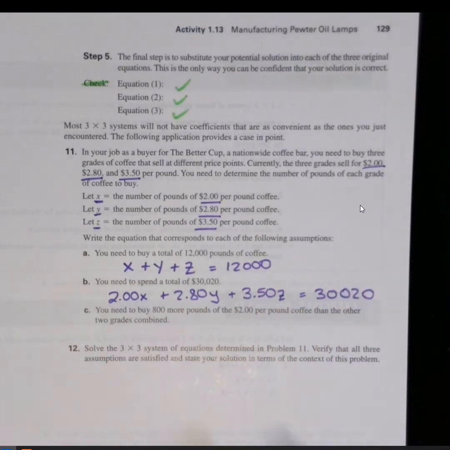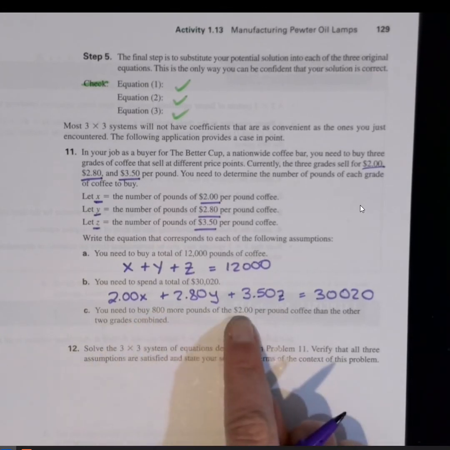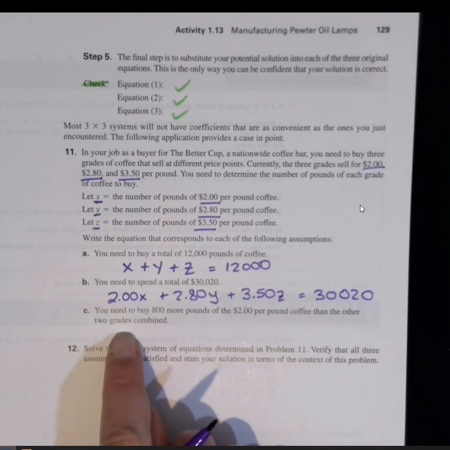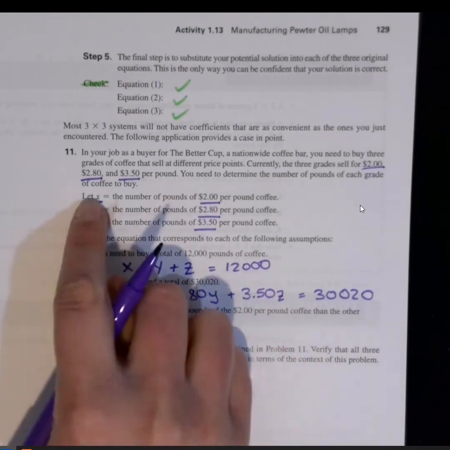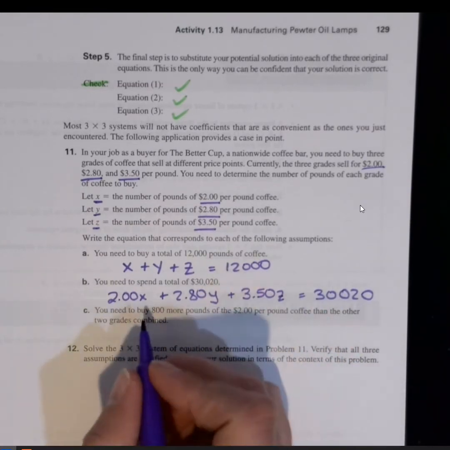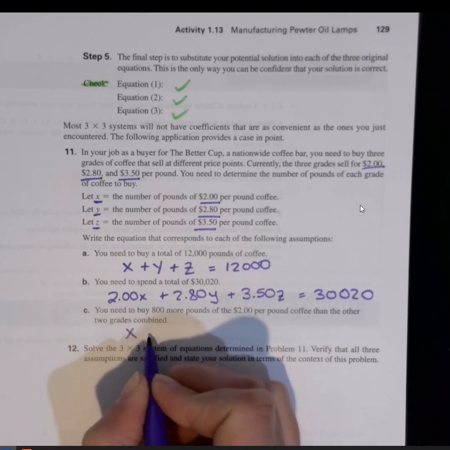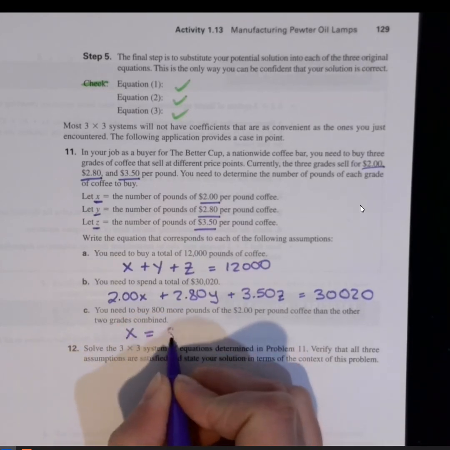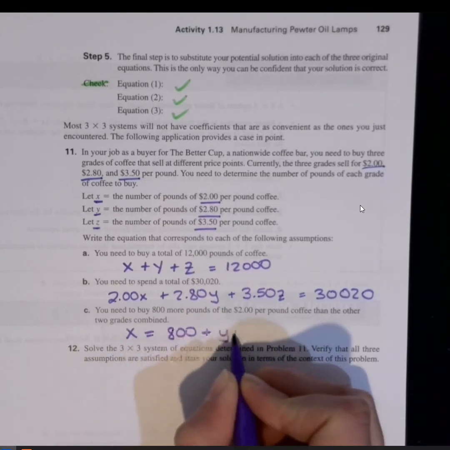I need to buy 800 more pounds of the $2 coffee than the other 2 combined. Okay, so if I take the other 2 combined, first of all, $2 coffee is X. I need to buy a lot of X. I need to buy 800 more pounds than the other 2 combined. So the amount of X has to be 800 pounds more than the other 2 combined.